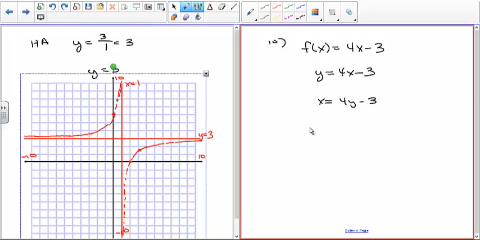So we're going to add 3 to both sides and then divide by 4, and you'll get y is equal to x plus 3 over 4. And then you could say the inverse function, f inverse of x, is equal to x plus 3 over 4. So that was your answer.